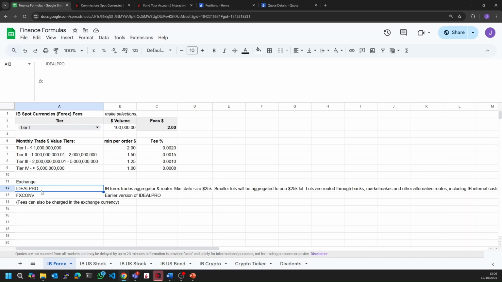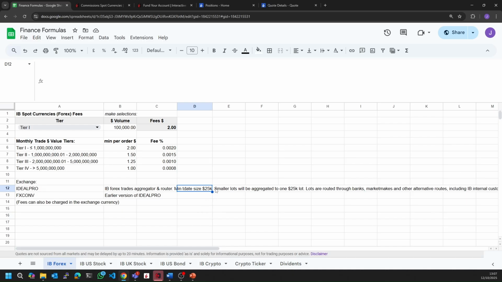Also, for understanding, Interactive Brokers will route all your transactions through the IDEALPRO exchange. This is Interactive Brokers' homemade system exchange, which will route your orders through all kinds of different systems, internal and external. It will try to match your order with other Interactive Brokers market participants, if the price is good. If not, it will route to all kinds of different market makers and banks. And Interactive Brokers will just consolidate your trades.